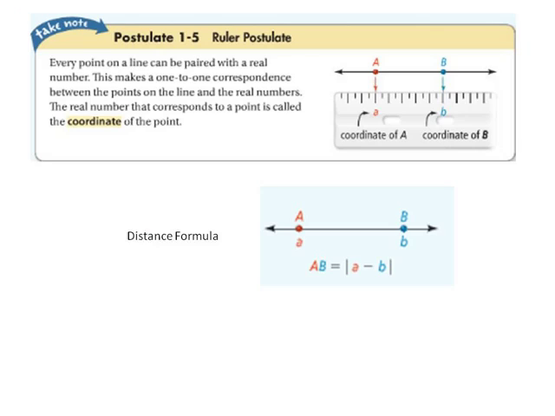Alright, postulate 1.5, the ruler postulate. Every point on a line can be paired with a real number. This makes a one-to-one correspondence between the points on the line and the real numbers. The real number that corresponds to a point is called a coordinate of the point. So here's a point and here's a point. Those are your coordinates.